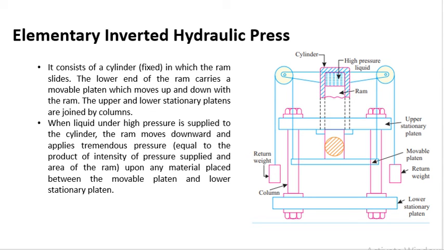When liquid under high pressure is supplied to the cylinder, the ram moves downward. If we supply liquid here, the ram moves downward and applies tremendous pressure, which is equal to the product of intensity of pressure supplied and area of the ram, upon any material placed between the movable platen and the lower stationary platen.